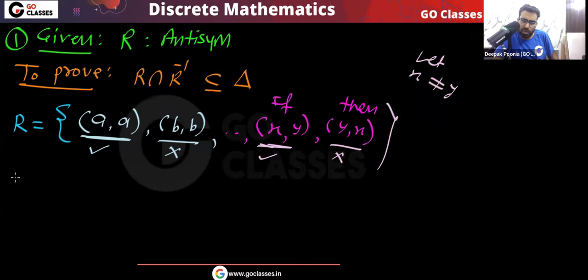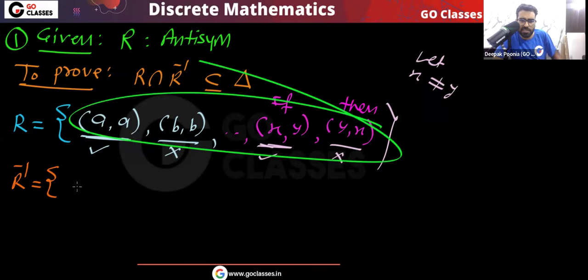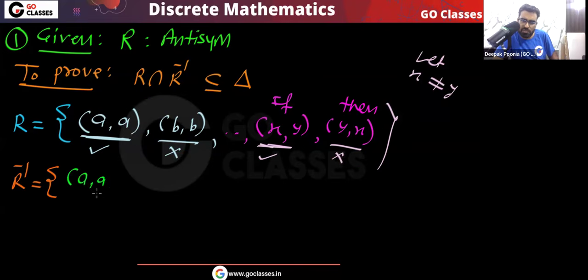Now you tell me, what about R inverse? In R inverse, what will you do? You will just swap the elements in all the ordered pairs. So R inverse will also have AA. Okay. R inverse won't have BB, because if BB does not belong to R, then R inverse also does not have BB.